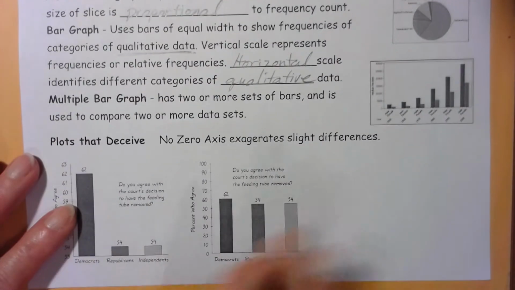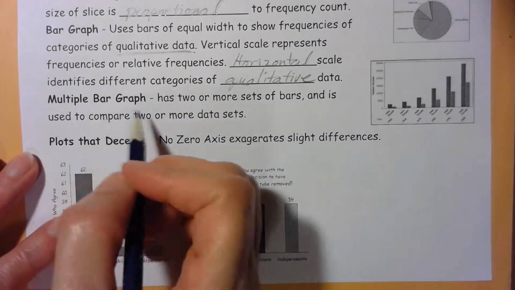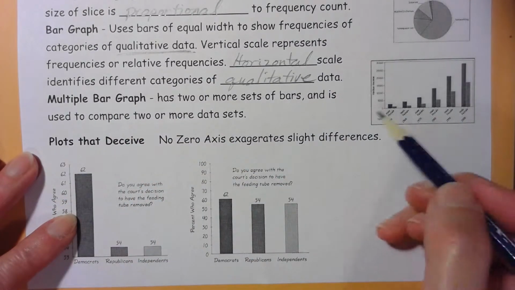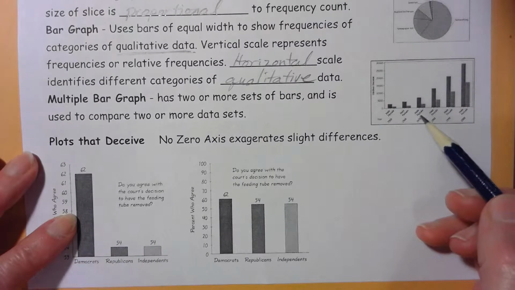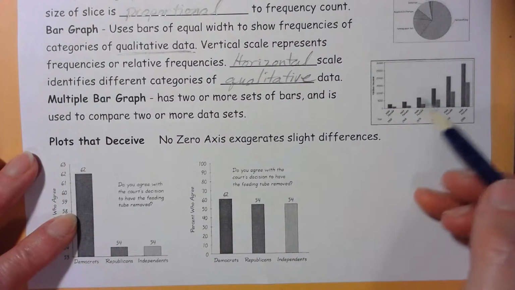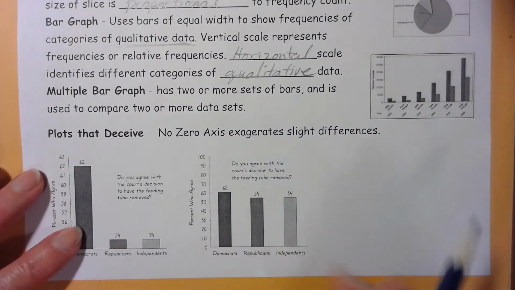Okay, then our last thing that we're going to look at in looking at our graphs here, a multiple bar graph. It has two or more sets of bars. Got an example of it here where we're comparing maybe male and female, some category or some different piece of information there.